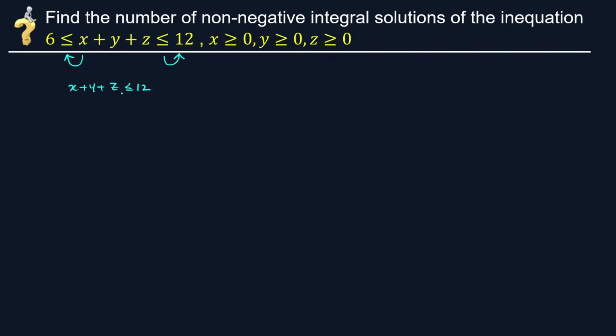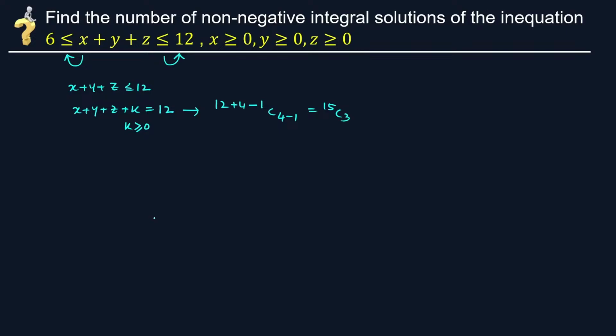x plus y plus z is less than equals to 12. Let me introduce a dummy variable k here. So x plus y plus z plus k equals 12. In this case, your k can take any value greater than or equals to 0. So the total number of non-negative integral solutions for this equation will be 12 plus 4 minus 1 C 4 minus 1, that is 15C3. Are you with me?